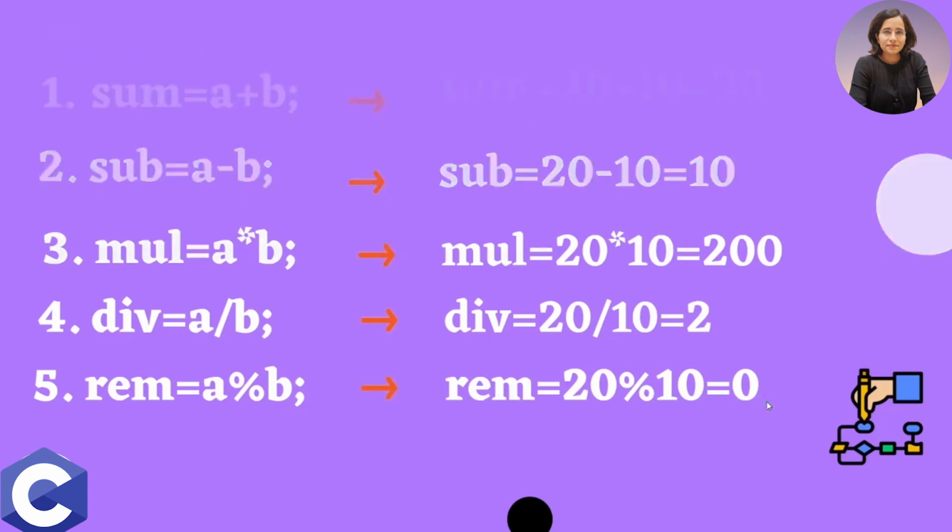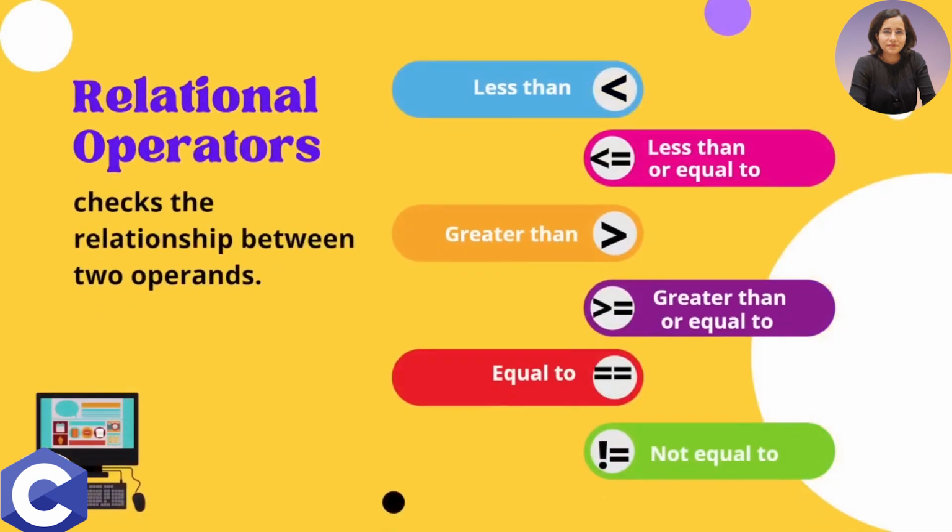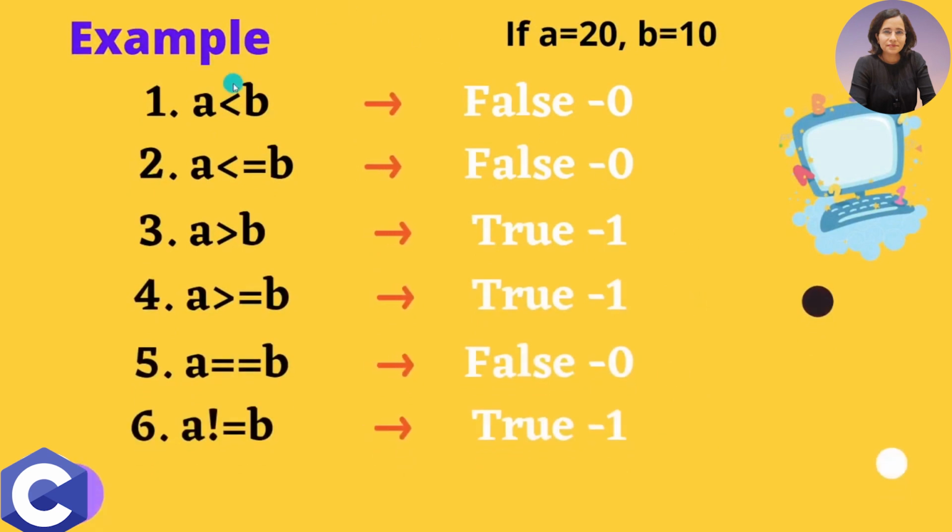Next set of operators are relational operators. They are used to compare and produce a result as true or false. So these are the 6 relational operators. The first is less than, then we have less than or equal to, greater than, greater than or equal to, equal to, and the last is not equal to. So we'll see how to use these operators.